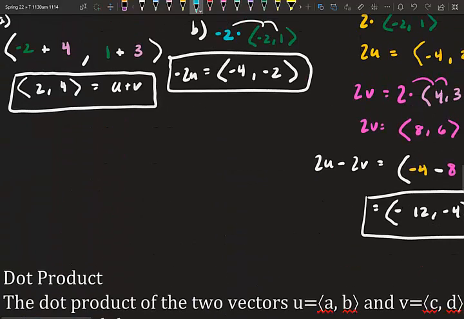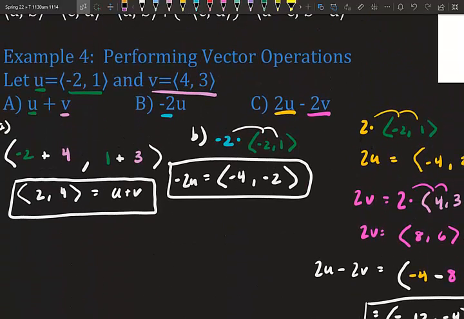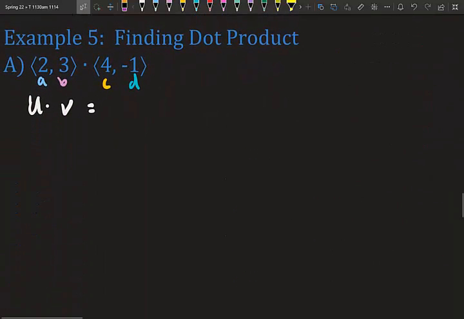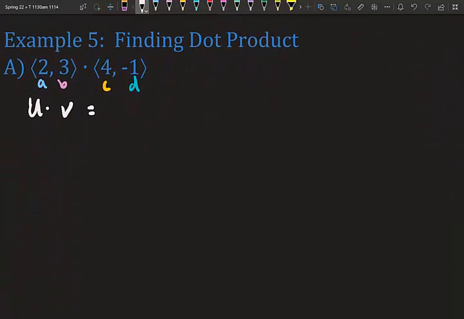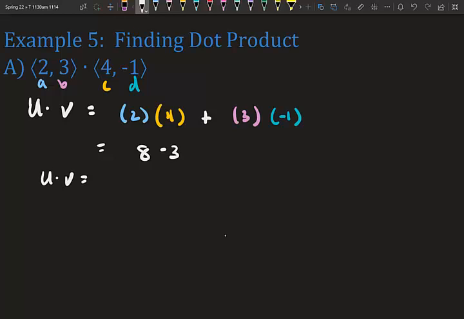But if you just remember, it's the same thing as part A of this example. So our first ones, we have 2 and 4. And then we're going to add that to B and D. B is 3, D is -1. And we simplify. 2 times 4 is 8. 3 times -1 is -3. So U dot V equals 5.